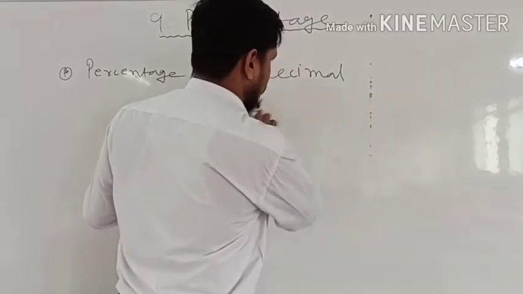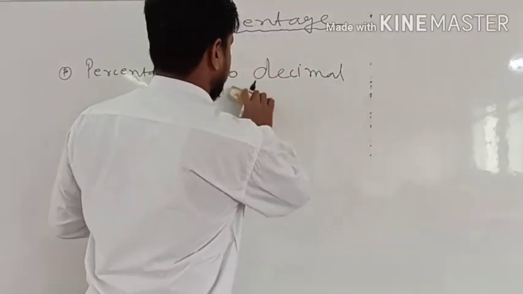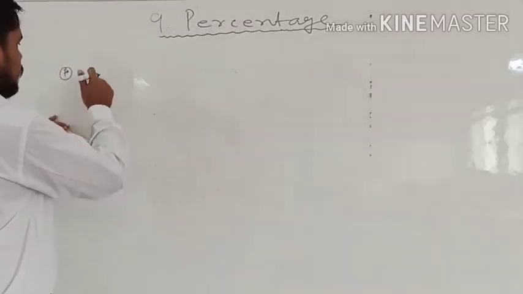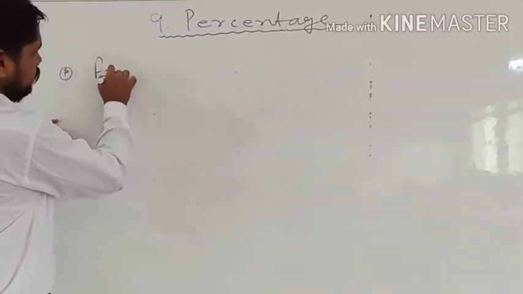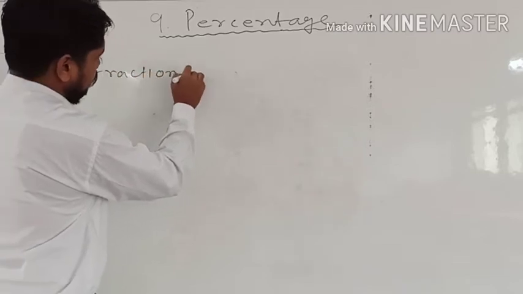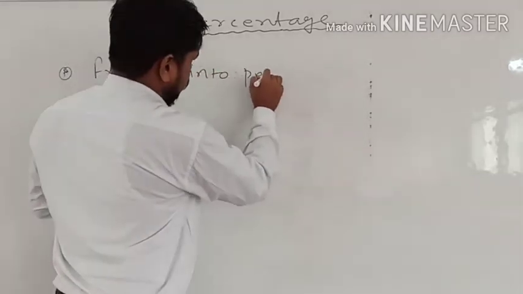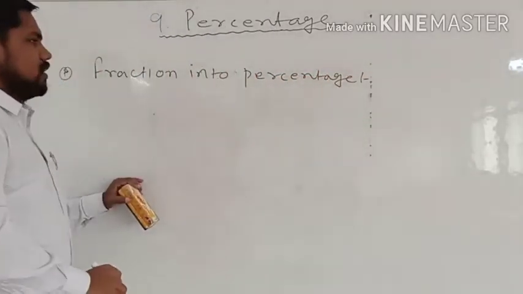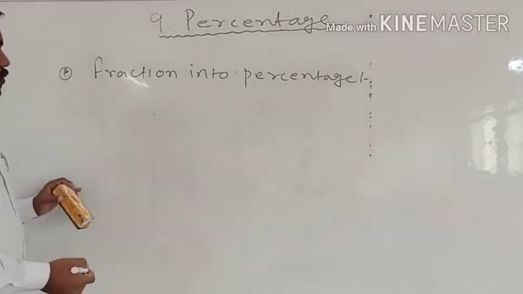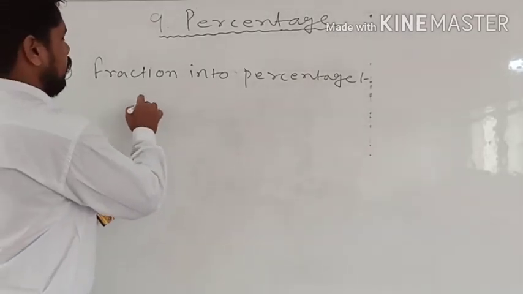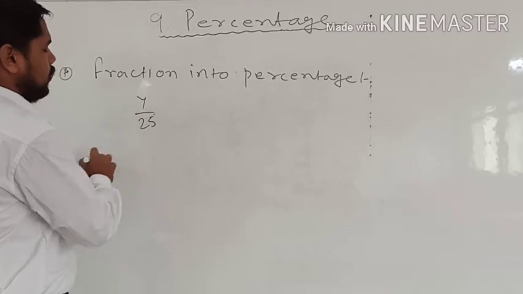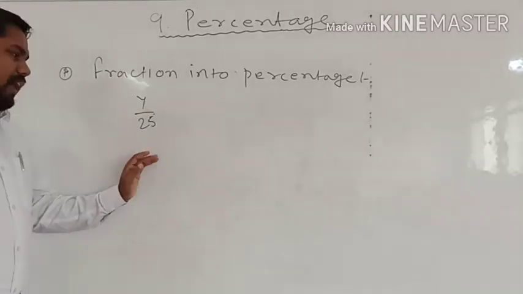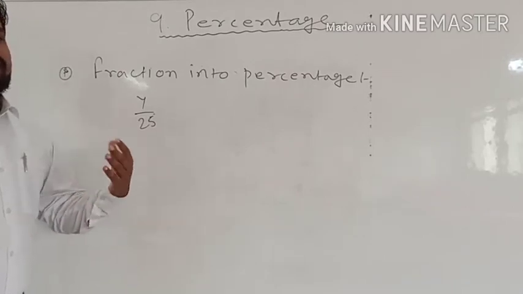It may be there to convert just vice versa. I mean, convert fraction into percentage now. How can we convert any fractional number into percentage? So suppose any fractional number is given, for example 7 by 25. So this you want to convert into percentage. So instead of dividing, now we will multiply by 100.